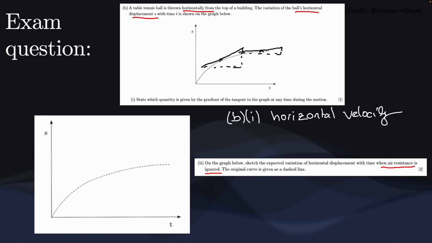But if air resistance was ignored, that means that there would be no force acting on this tennis ball. So therefore, we know that it would be a straight line because the horizontal velocity would be constant. So make sure we draw a straight line like this that has the same initial velocity, because remember when the ball was originally thrown, the air resistance hadn't had much time to act on it, so it hasn't decelerated much, so the initial gradient is the same, but instead of curving downwards, because there's no air resistance, it would just go straight upwards.